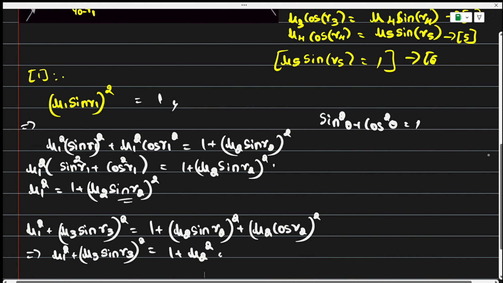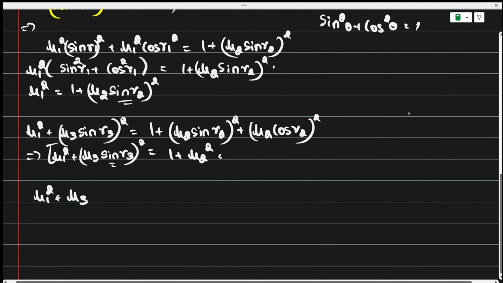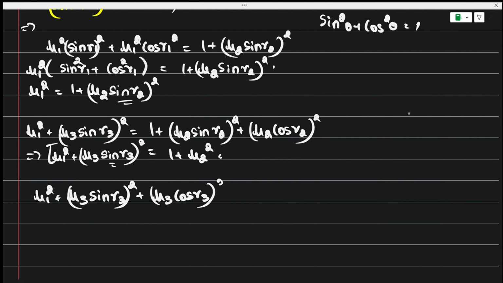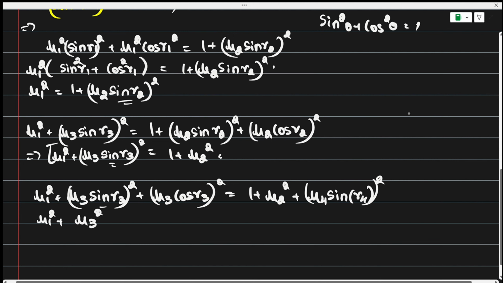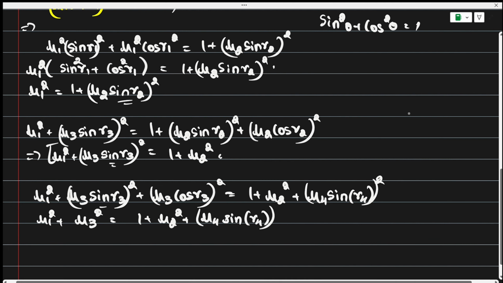Now I need to get rid of sin² r3. Therefore, I'm going to add equation 4 by squaring it. Mu1² plus (mu3 sin r3)² plus (mu3 cos r3)² equals 1 plus mu2² plus (mu4 sin r4)². Now we will get rid of this, and mu1² plus mu3² equals 1 plus mu2² plus (mu4 sin r4)².